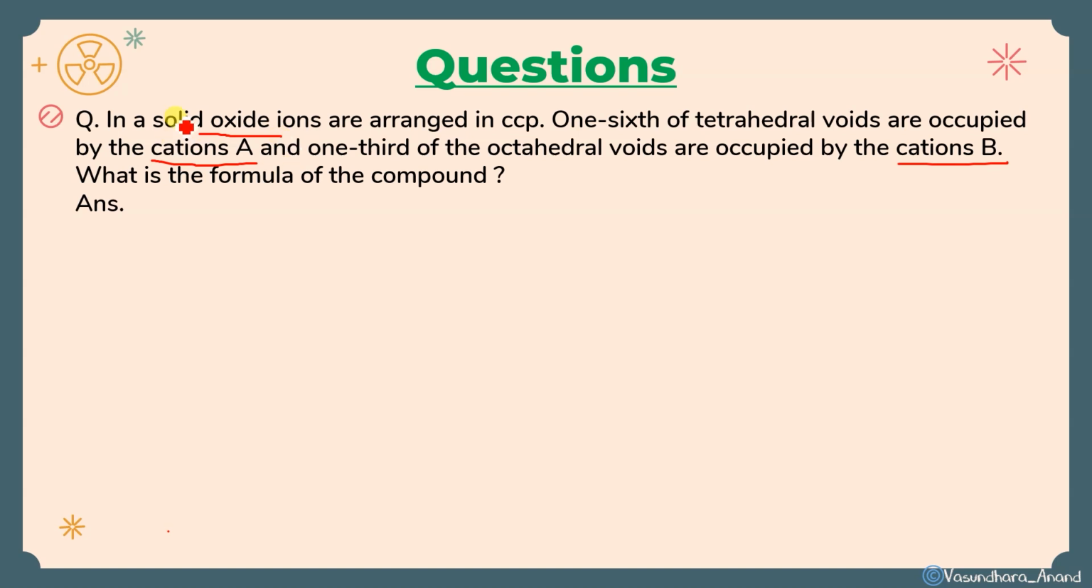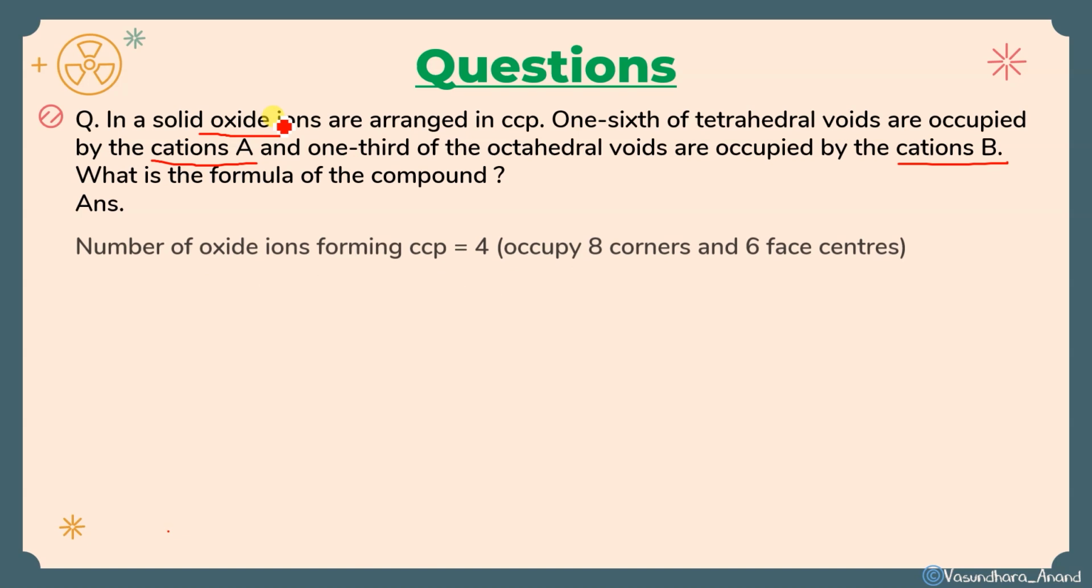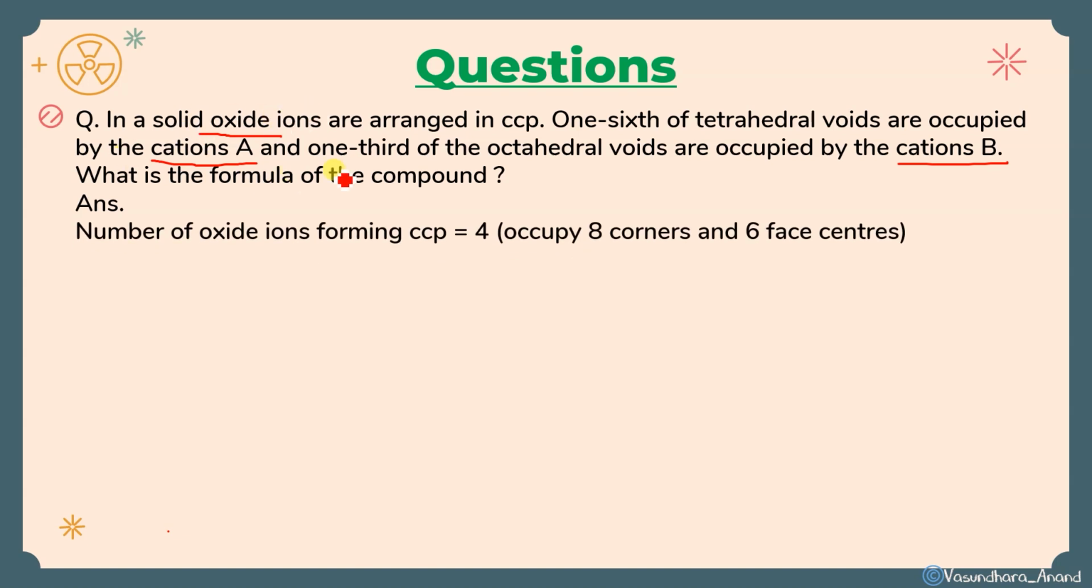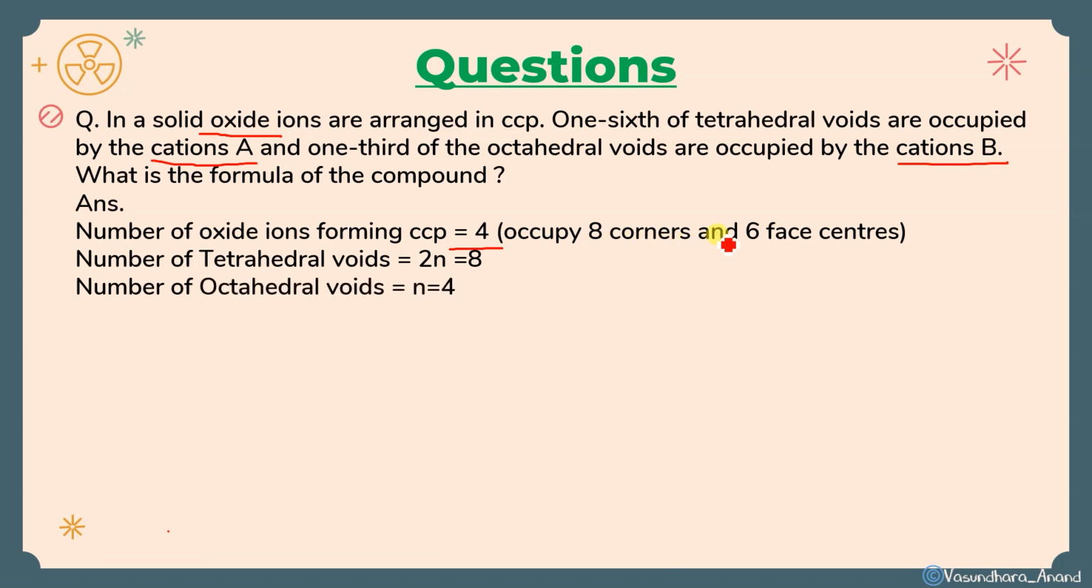So here, if we are talking about oxide, we can say n is equal to 4, CCP arrangement. The number of oxide ions forming CCP is 4, and how it comes: 4 at the corner and 6 at the face center. The number of tetrahedral voids is equal to 2n, that we know is 8, and the number of octahedral voids is equal to n, that is 4. So it is said that cation A is occupying 1/6 of the tetrahedral voids.